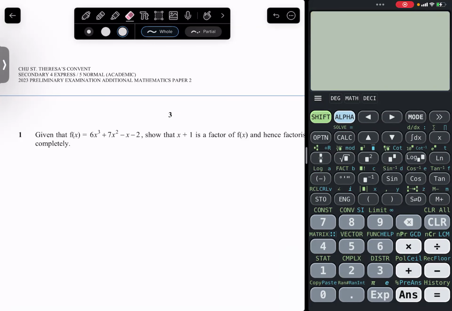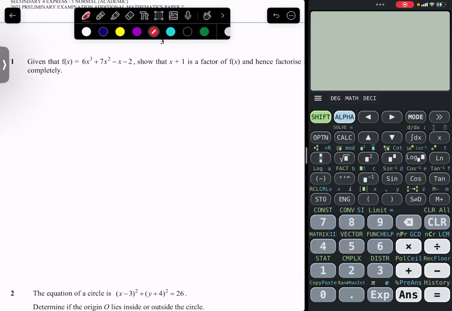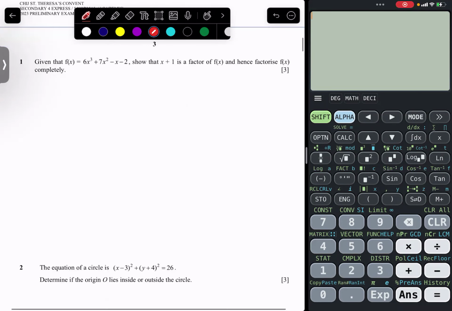Okay, let's take a look at CHIJ 2023 Prelim Paper 2. Given that f(x) equals 6x cubed plus 7x squared minus x minus 2, show that x plus 1 is a factor and hence factorize f(x) completely.